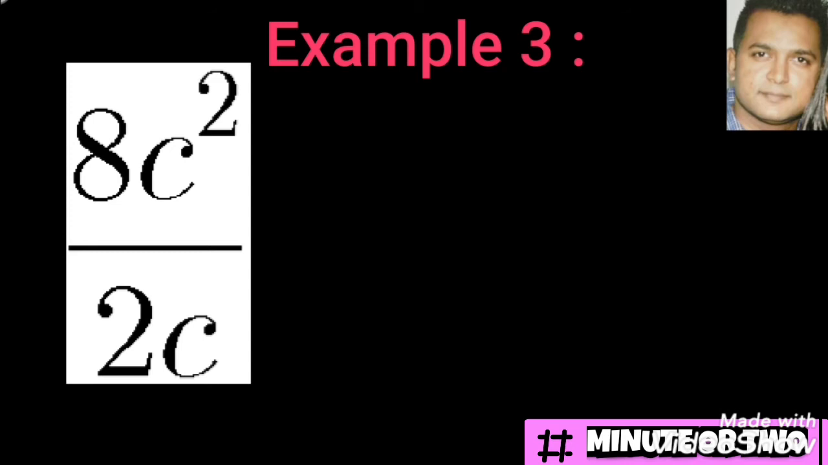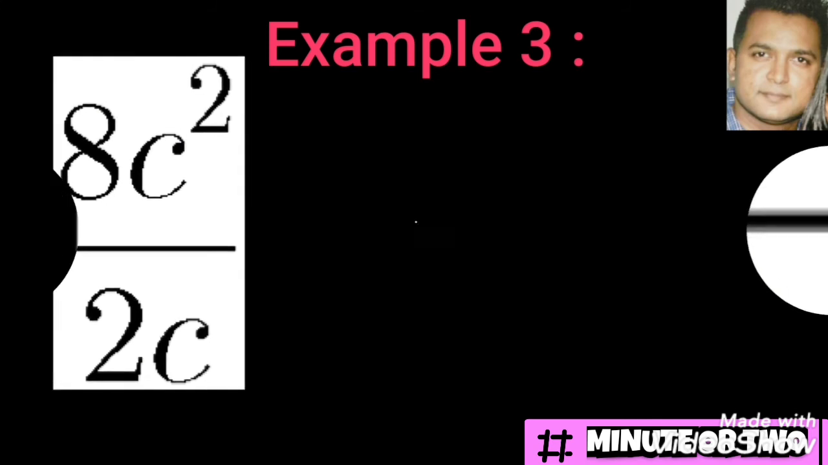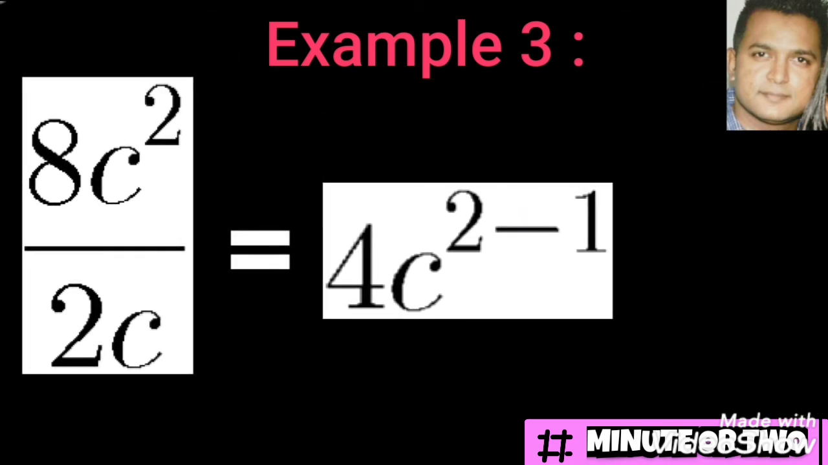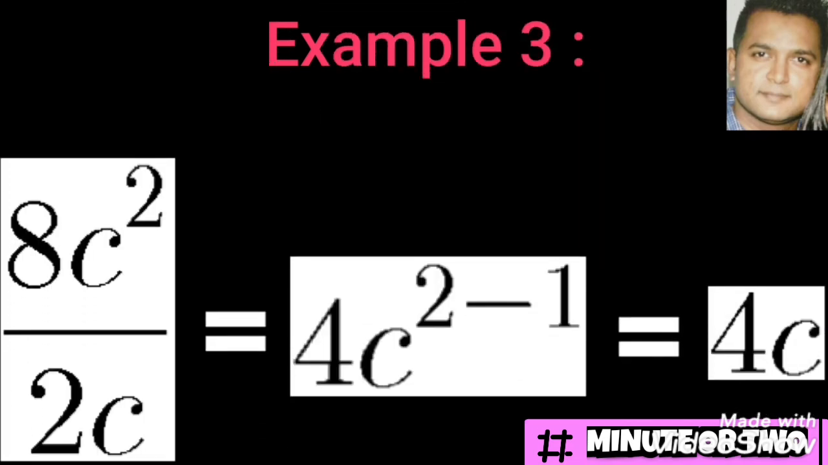But one thing that we must note is the c on its own, or any letter on its own, means that there is a power of 1. And this is a common mistake that learners make in the exams, where they forget that any letter on its own, the power is 1. This will be the next step, and we will arrive at 4c as our answer.